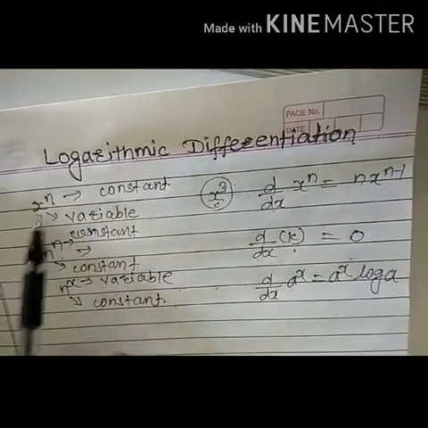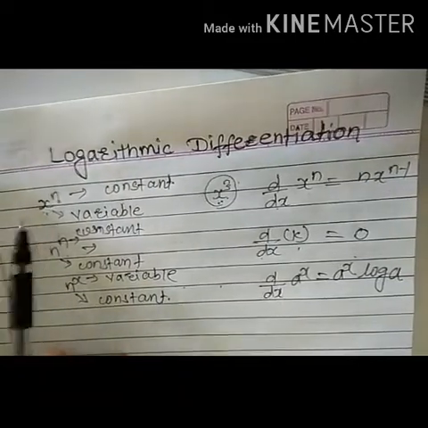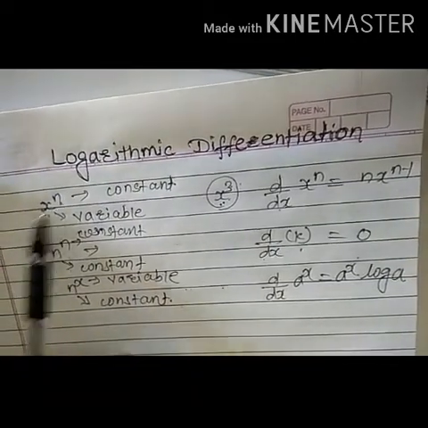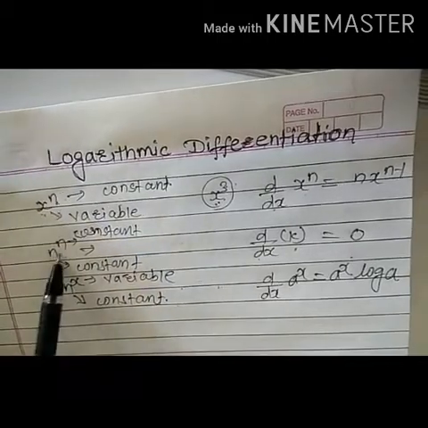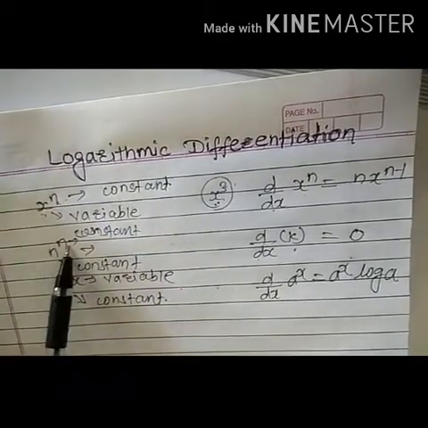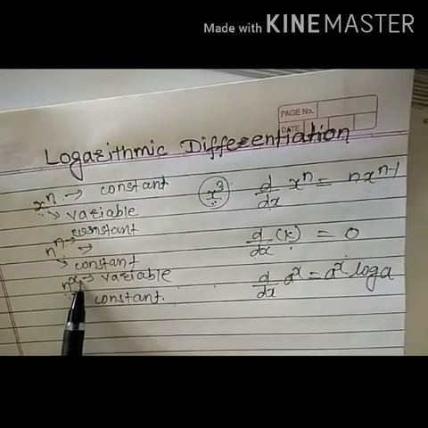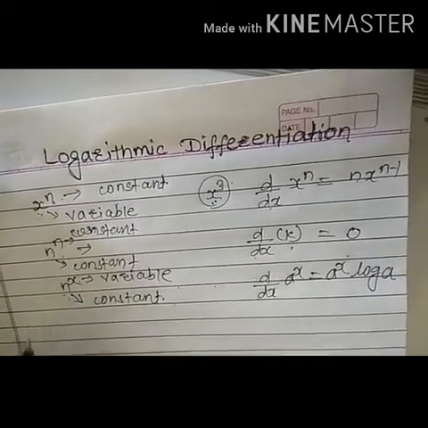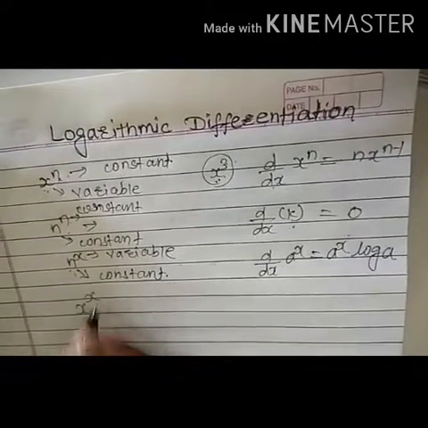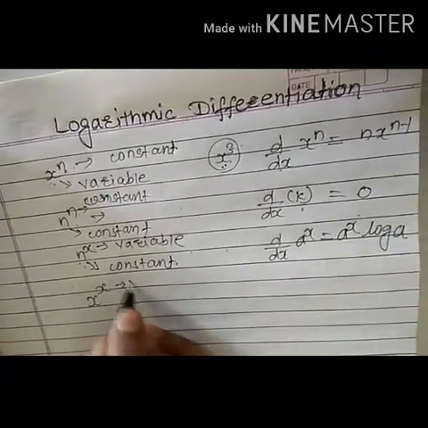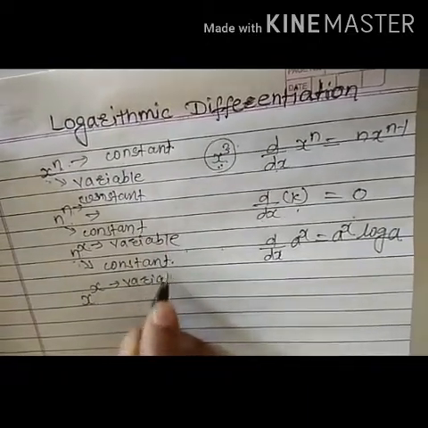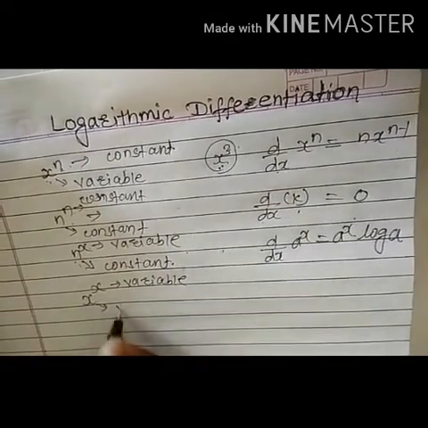See friends, in the first function the base is variable and the power is constant. In the second function both are constant. In the third function the base is constant and the power is variable. Now in the fourth function both are variables: the power is variable and the base is also variable.